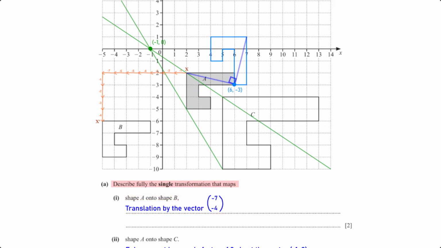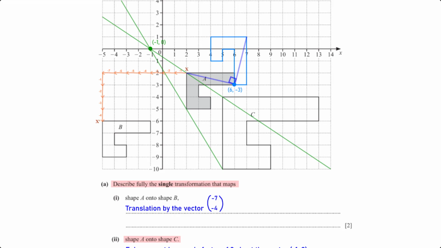Describe fully the single transformation that maps shape A onto shape C. When we look at shapes A and C, we can tell straight away that this is an enlargement by a scale factor of 2 because each of the sides of the image, which is shape C, is twice its corresponding side in shape A. In this case, the scale factor is positive because both shapes have the same orientation.